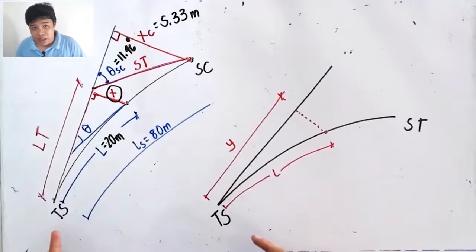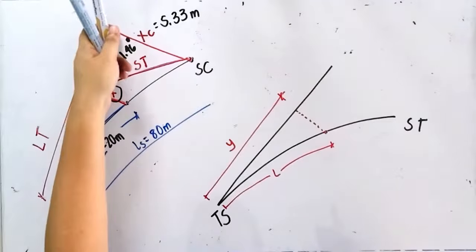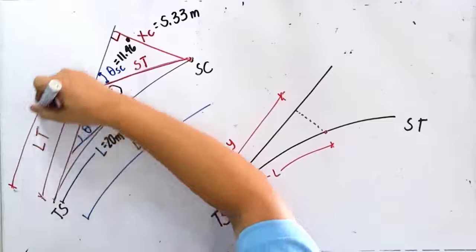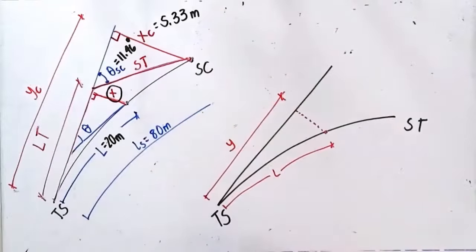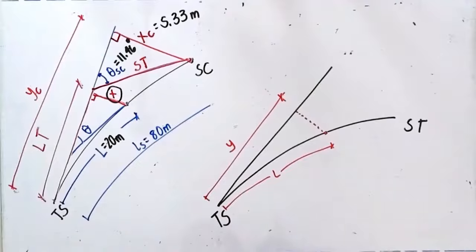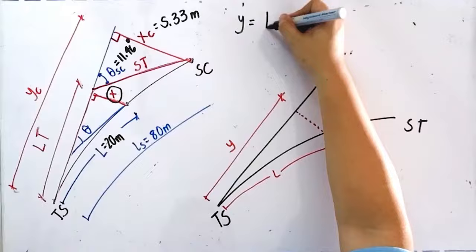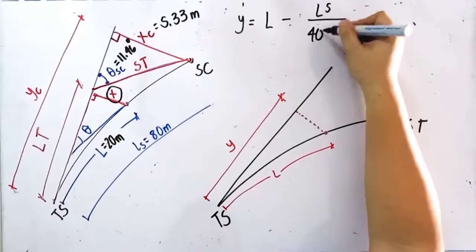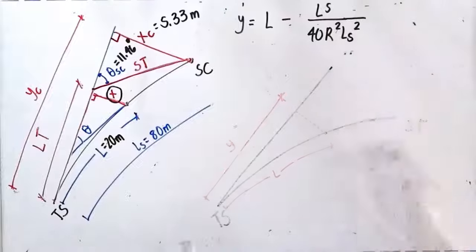Actually, if you want to get the long tangent, you're going to get the value of y from TS up to the foot of the perpendicular at SC. So meaning to say, you're going to get this value. Let me call it y sub C. Actually, there is a long formula for that. To get the value of y at any point, here is the formula. That is L minus L to the fifth over 40 R squared LS squared.